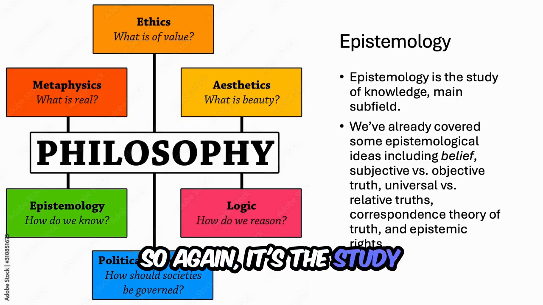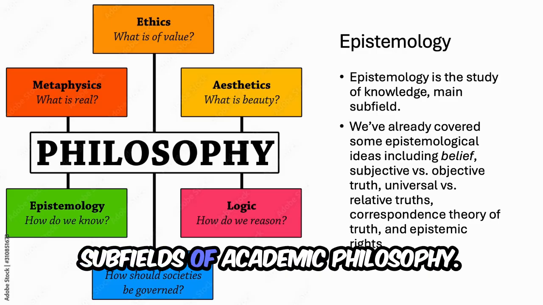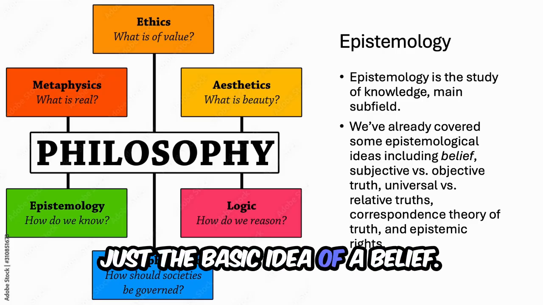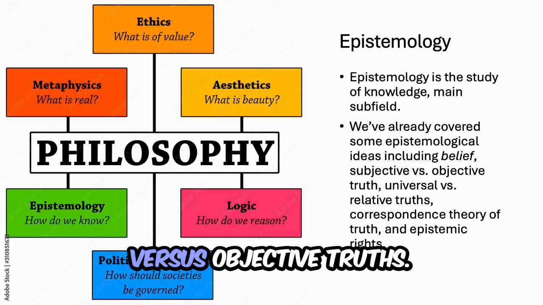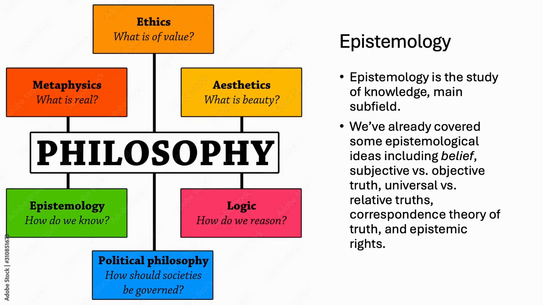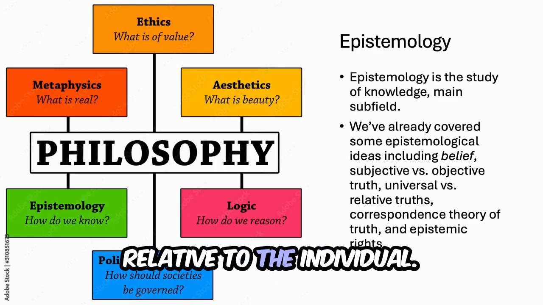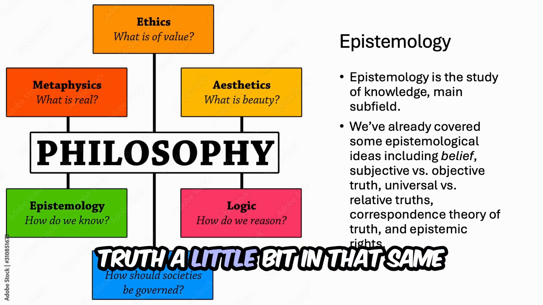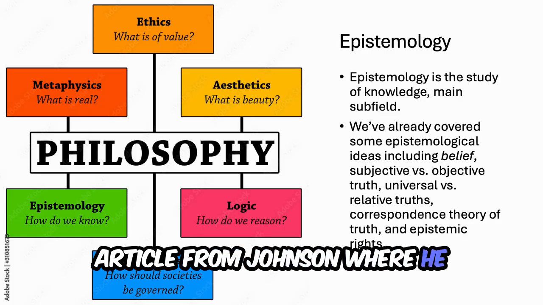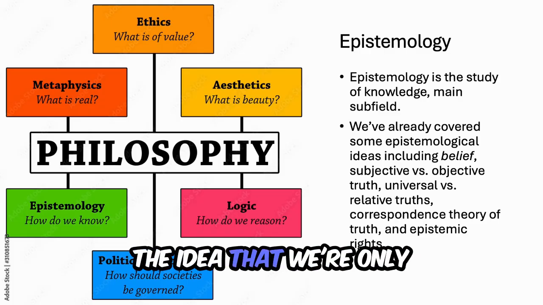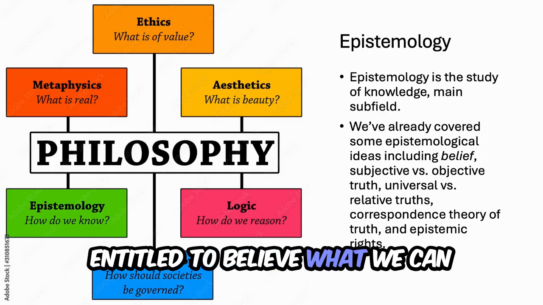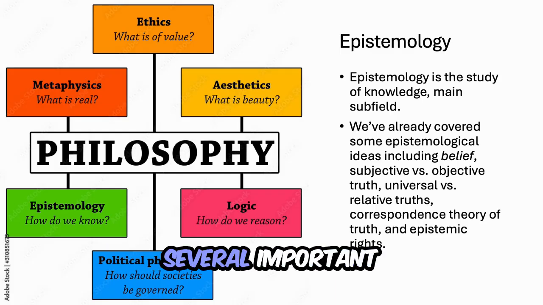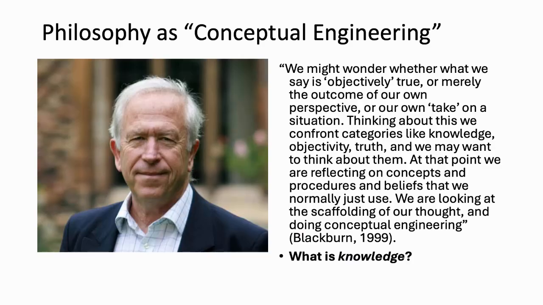So again, it's the study of knowledge, one of the main subfields of academic philosophy, and we've already covered some epistemological ideas, including just the basic idea of a belief. We've talked about subjective versus objective truths. We've worried about individual relativism, or all truths relative to the individual. We've read about the correspondence theory of truth a little bit in that same article from Johnson, where he also mentions epistemic rights, the idea that we're only entitled to believe what we can justify believing, right? So we've already encountered several important epistemological ideas.